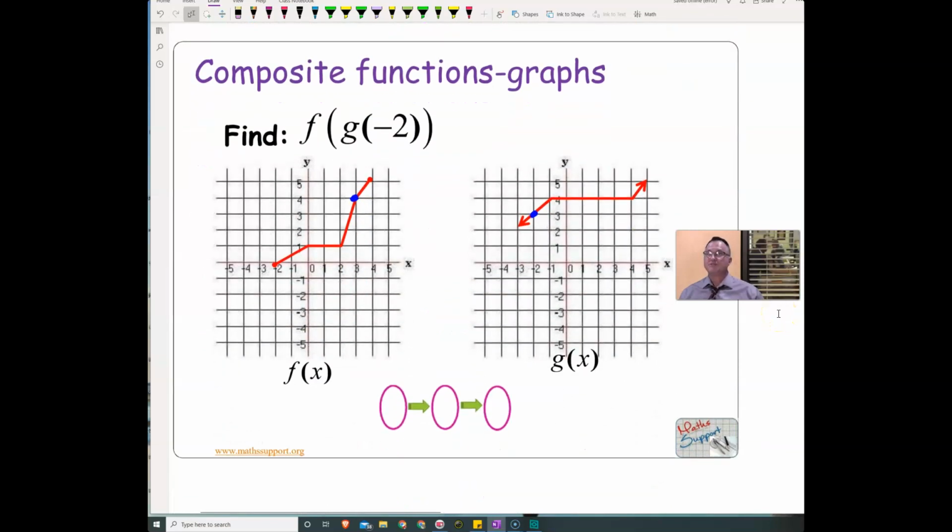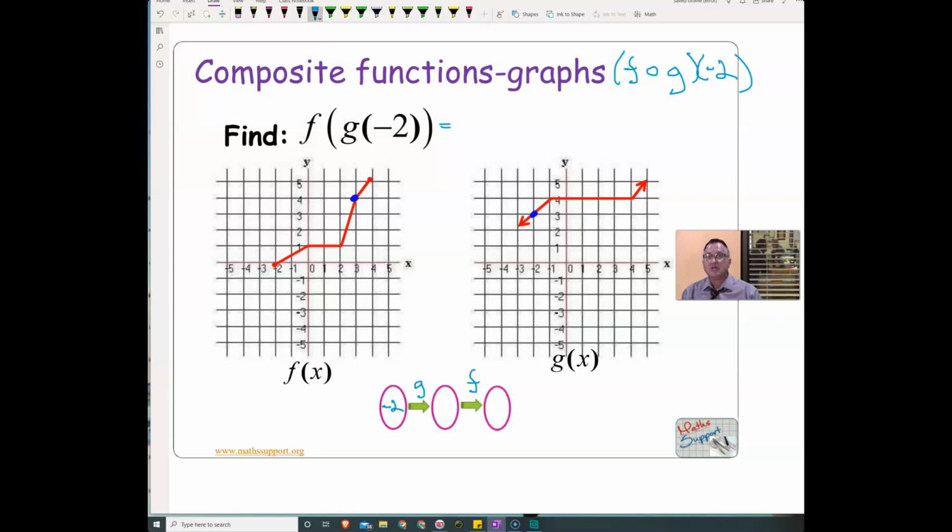All right, G of -2, F of G of -2. Okay, so another way of writing this would be F composition G of -2. It's just a different way. All right, so I'm going to start with an input of -2. It's going to go into G, and then whatever that is, it's then going to go into F.